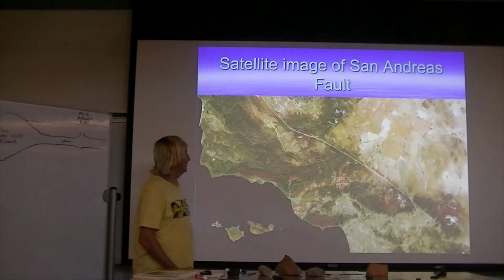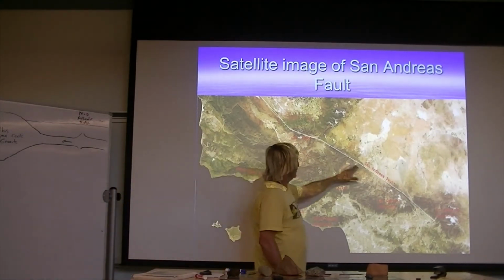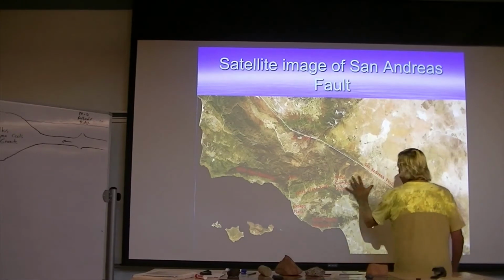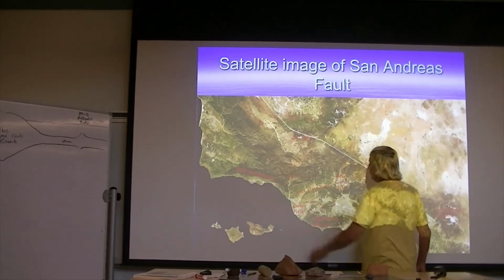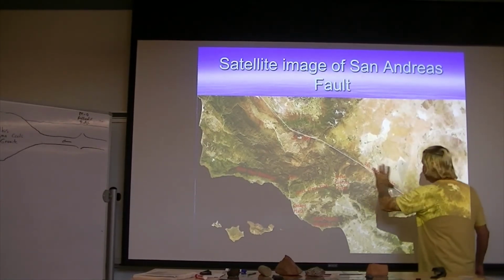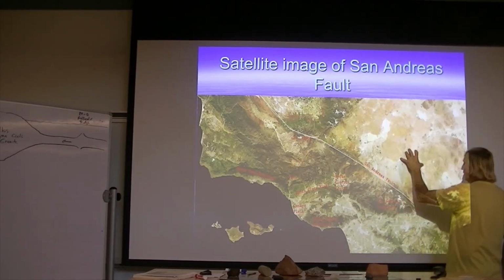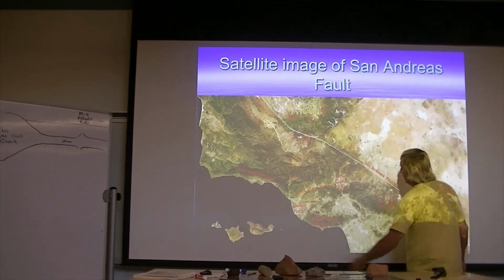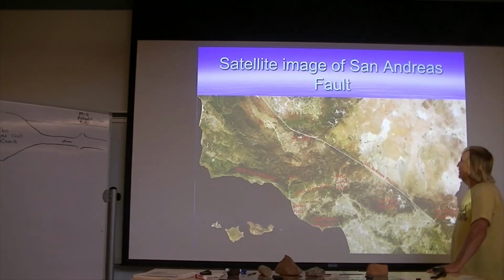So here's a satellite image showing the San Andreas Fault. You realize that everything that's on this side of the San Andreas Fault is on the Pacific Plate. It's all moving towards the north and to the west. And everything that's east of the San Andreas Fault is moving to the west, and this is on the North American Plate. So North American Plate, Pacific Plate. Two different plates. Side-by-side motion, San Andreas Fault.